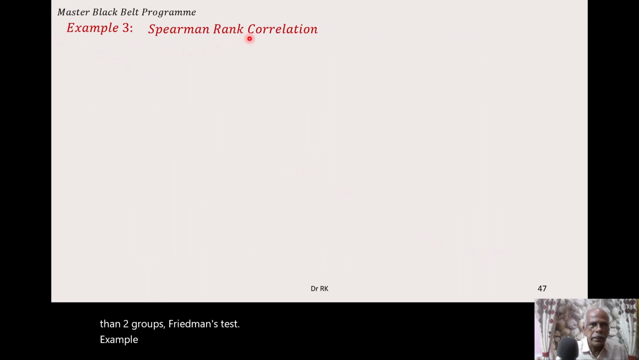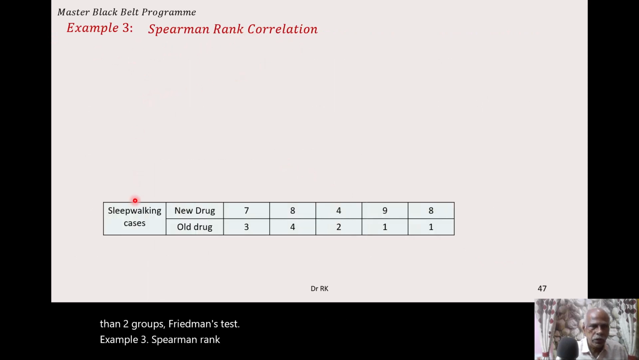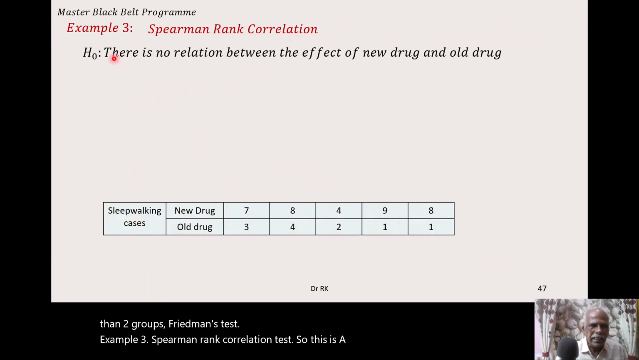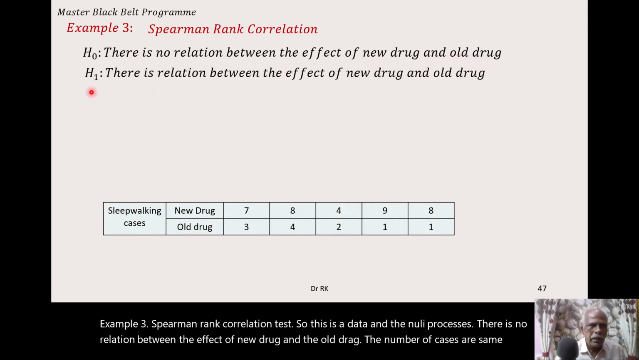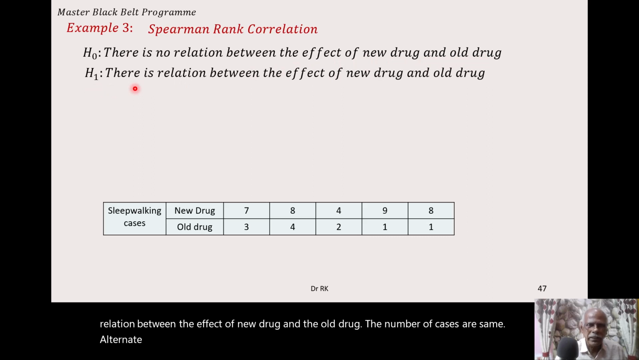Example 3, Spearman rank correlation test. So this is the data, and the null hypothesis: there is no relation between the effect of the new drug and the old drug. The number of cases are the same. Alternate hypothesis: the number of cases are different. There is a relation between the effect of the new drug and the old drug.